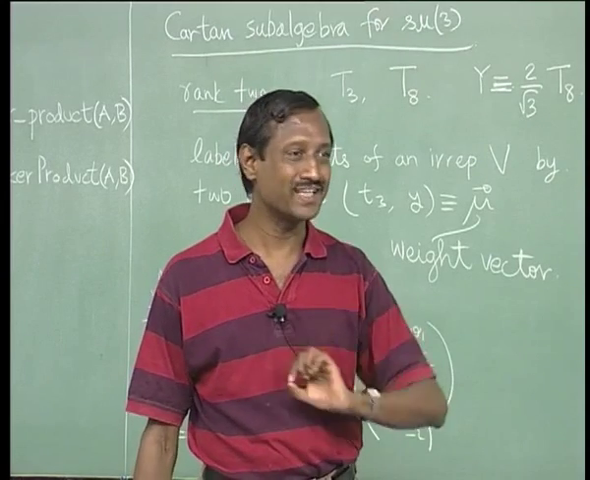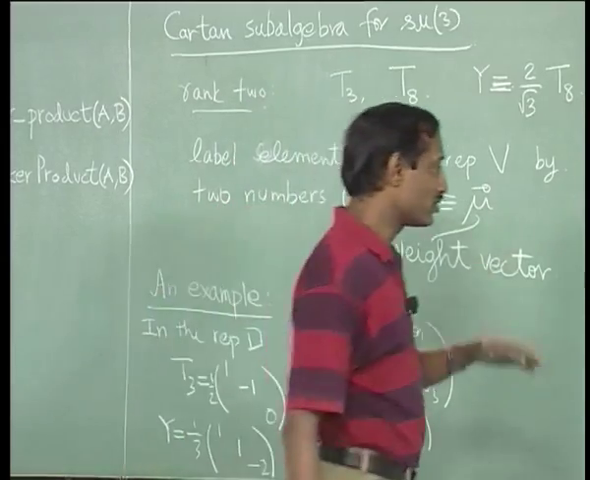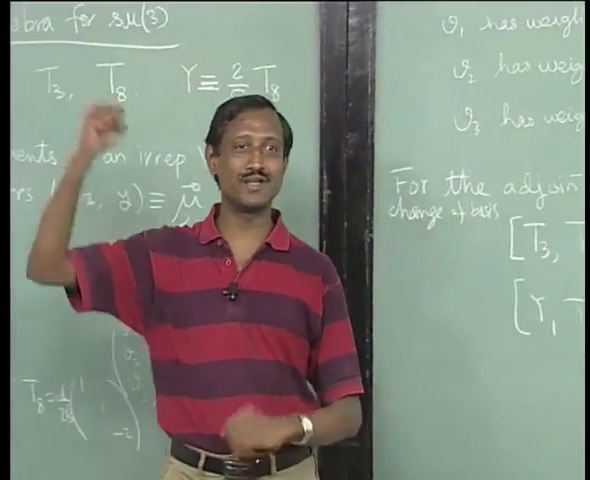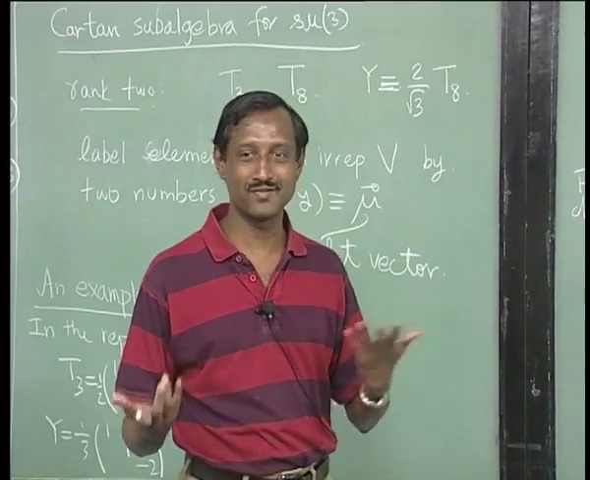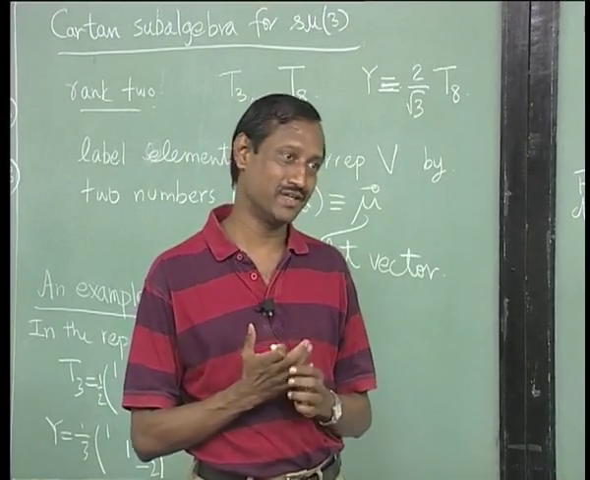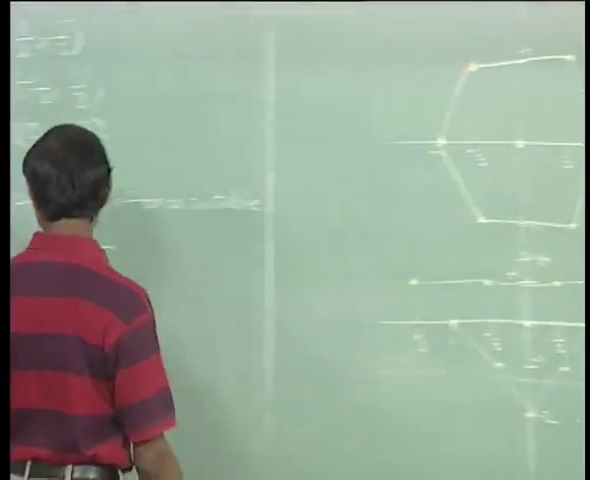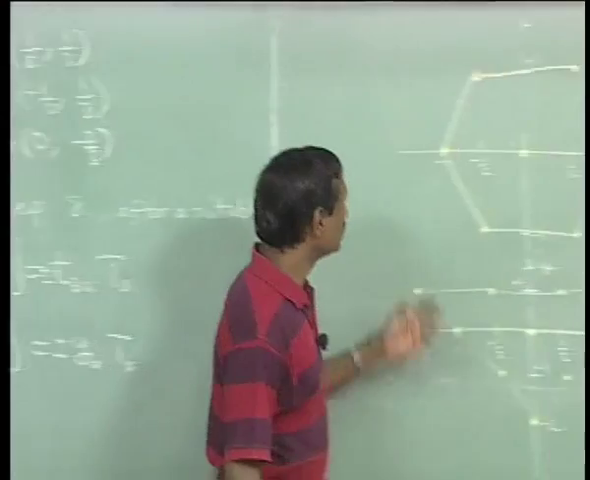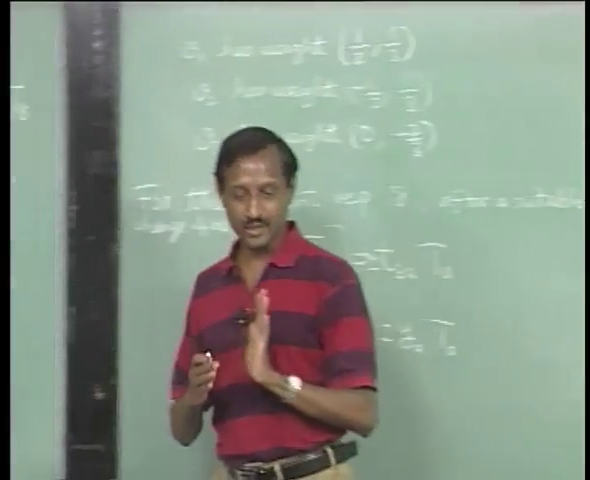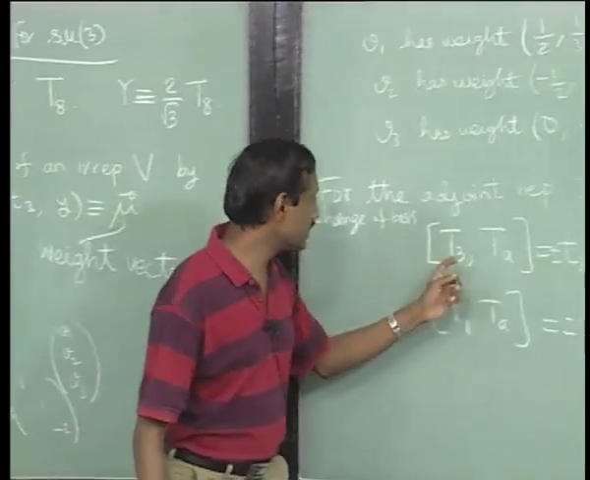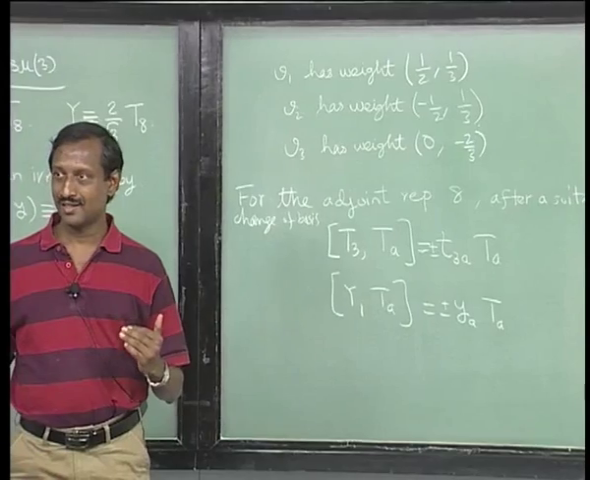I used the word highest weight vector without ever defining what highest meant. Highest or lowest is a point of view. If you stand on your head, up becomes down, so sometimes it is just a convention. So let us look at what happens in the 8 dimensional representation, which is the adjoint. I like to always look at it in the following way. We know that T3, T1 and T2 form an SU2 subalgebra.